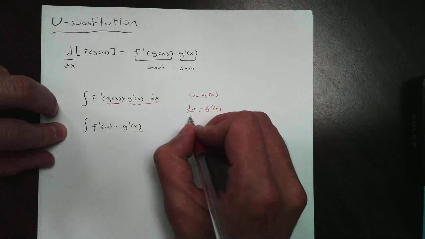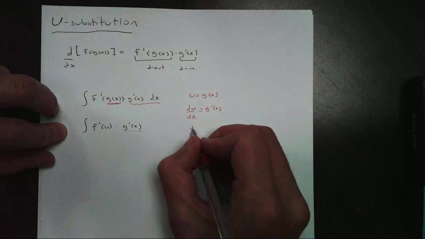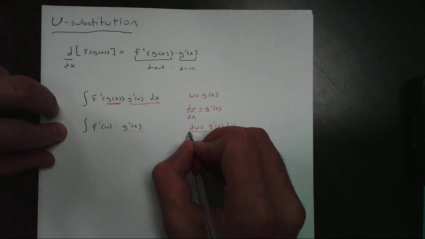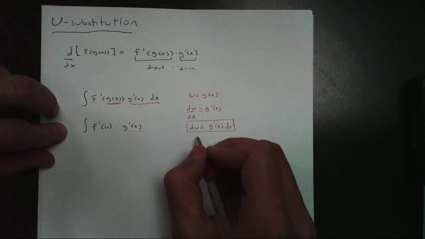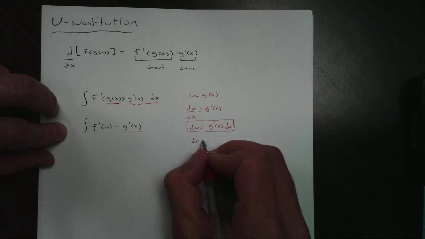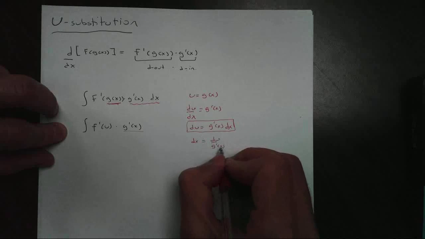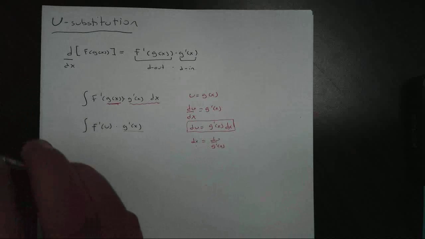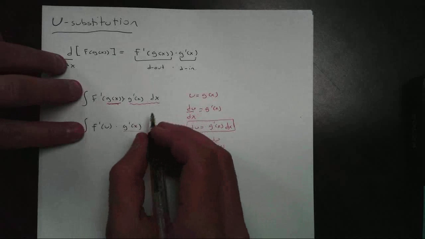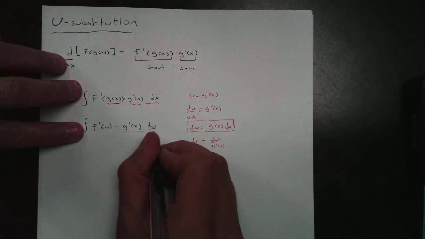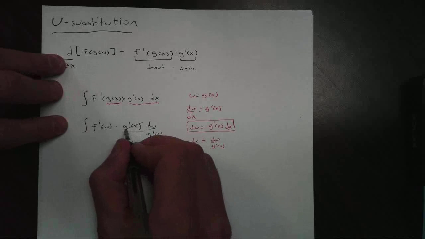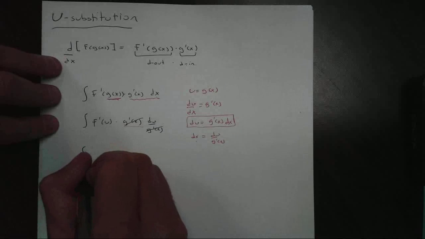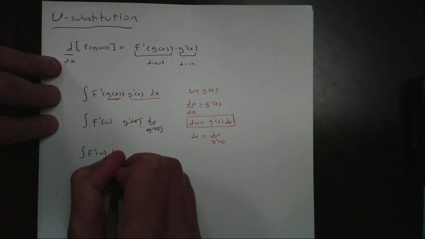This becomes du dx. So I get du equals g prime of x dx. Now, if you notice, there's our differential again. I can use this now to solve for dx. I get du over g prime of x. And now I can substitute that into my equation here. So instead of dx, I get du over g prime of x. And if you notice, g prime of x cancel each other out. And what I'm left with is f prime of u du.